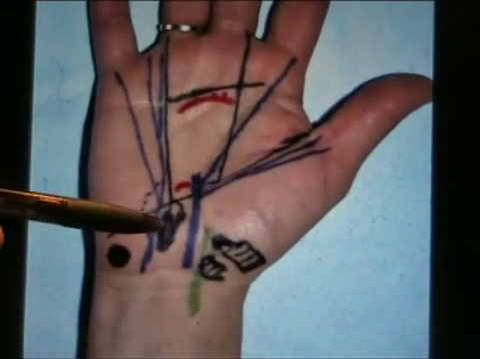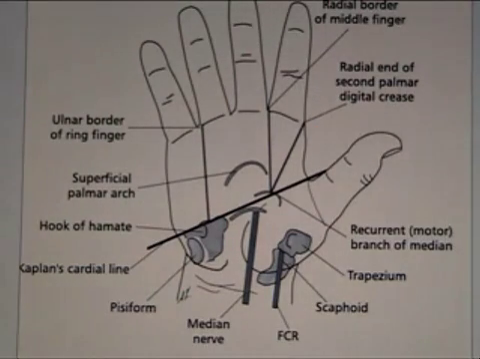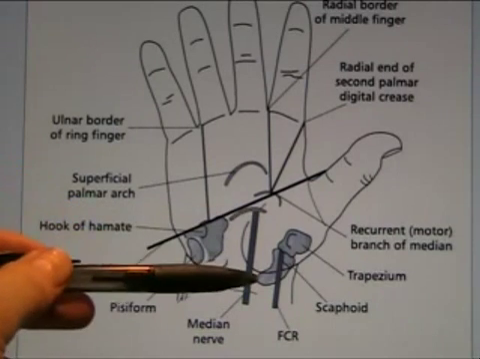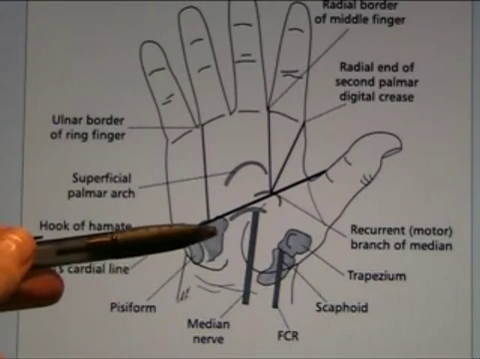The anatomy of the carpal tunnel. Again, demonstrating the anatomy of the carpal tunnel, noting the median nerve and the arterial arches.